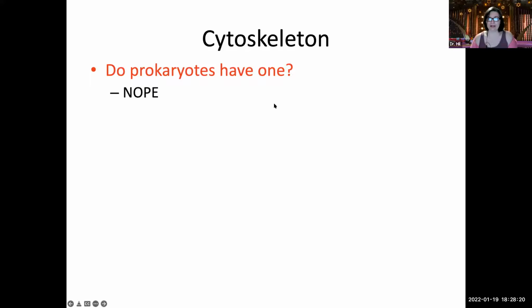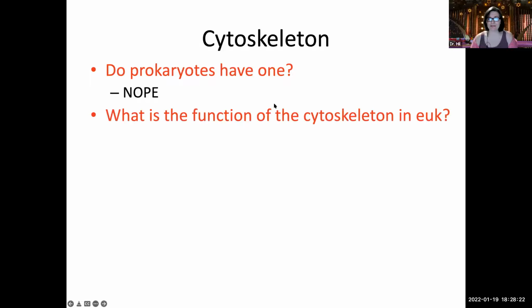That's right, they do not. That is a eukaryotic innovation. Now, what is, and I should say, what are the functions of the cytoskeleton? Anything that you remember that they do? The cytoskeletal filaments, in which there are 3 types, actually. Structural support, shape of the cell.